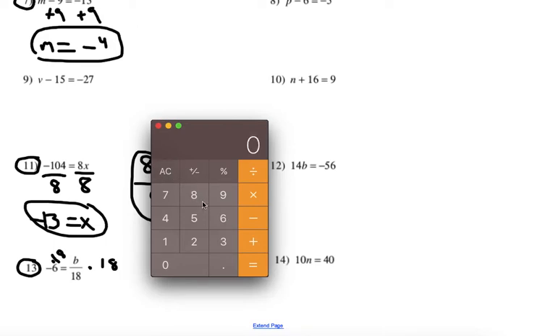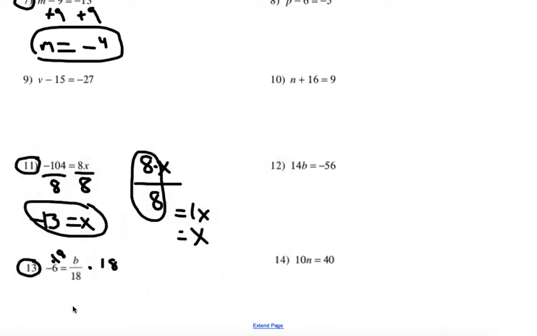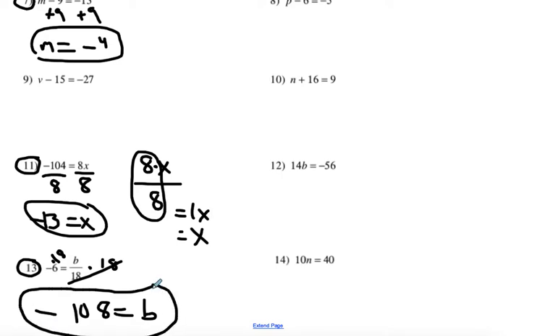Negative 6 times 18. Negative 108. And again, you can say that these 18s cancel out, but that sounds a little funny. Really, they reduce down to a 1. 18 divided by 18 is 1. So we're left with 1b, or just b, equals negative 108. Awesome. So those are some of our one-step equations.